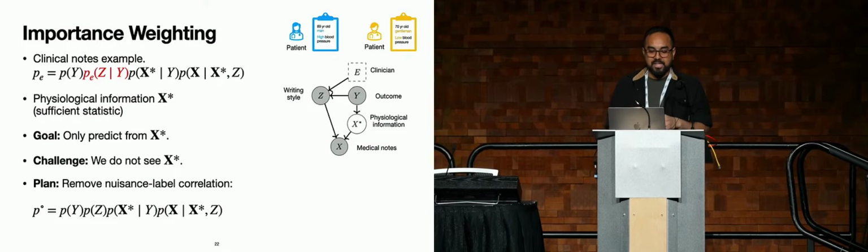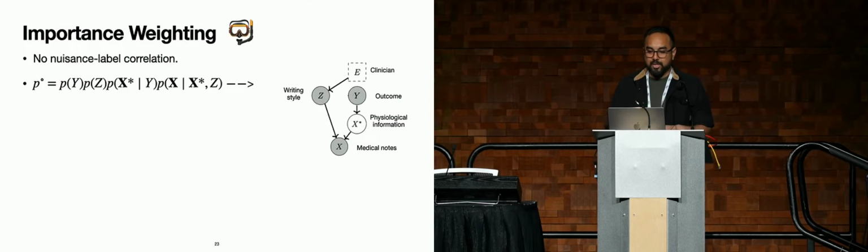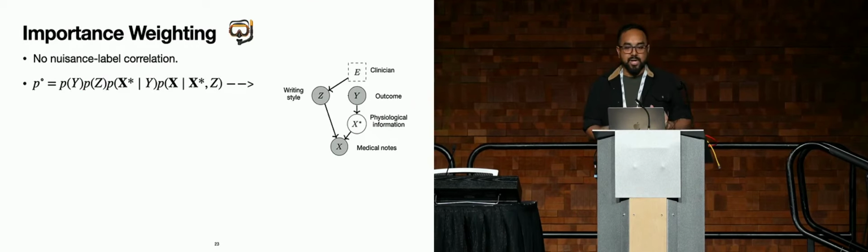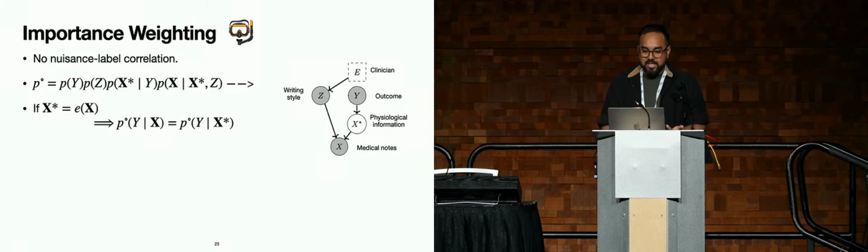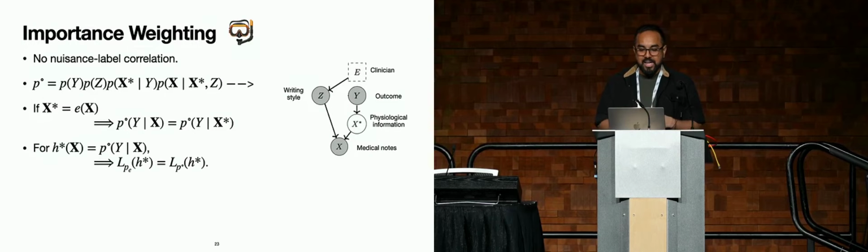Specifically, we'll define this unconfounded distribution where Y and Z are independent. All right. So this corresponds to removing that edge between Z and Y. So in this new unconfounded distribution, if you assume that there exists some function that extracts the physiological information from the medical note, you don't need to know this function, it just needs to exist. In that case, predicting from the input, the medical note, is equivalent to predicting from physiological information. This was shown by Makar et al. And if you take this conditional distribution from the unconfounded distribution, you also achieve this extra property of risk invariance.